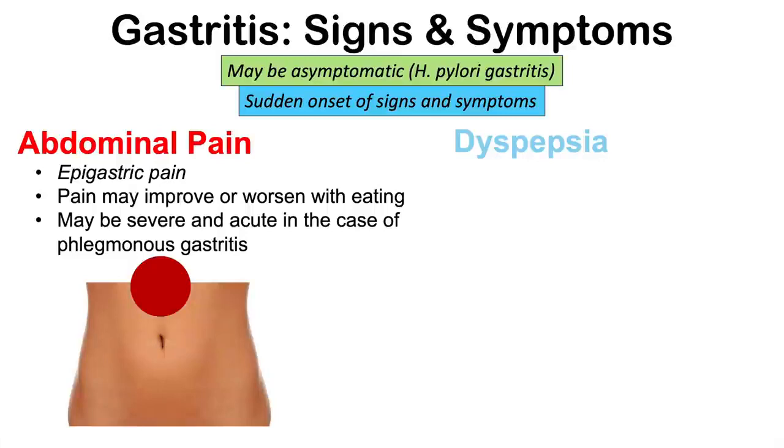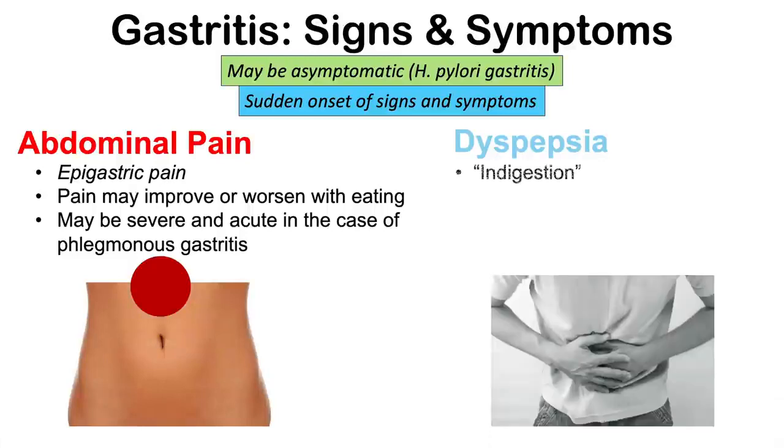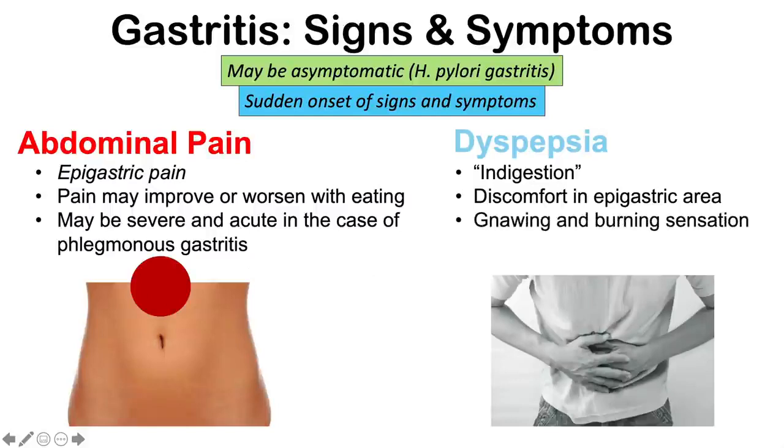Another very common symptom of gastritis is dyspepsia. So dyspepsia can be considered indigestion. It's a discomfort in the epigastric area. So in the same area we mentioned here, but it is more of a discomfort. Oftentimes it can be described as a gnawing and burning sensation in that area. This is a very common symptom, but oftentimes it's going to be mild in severity.